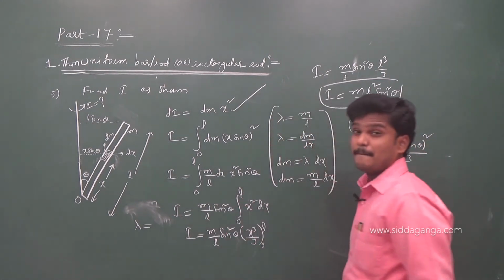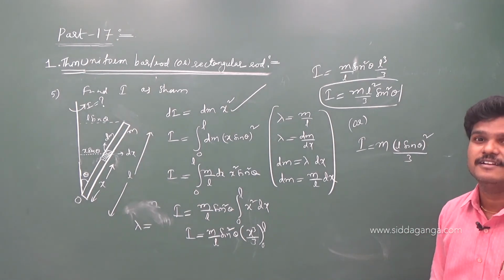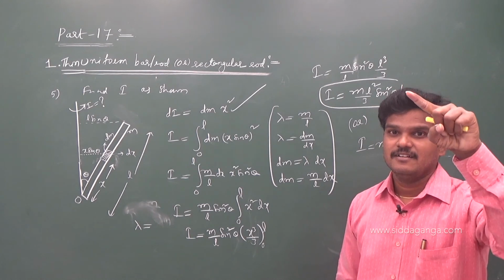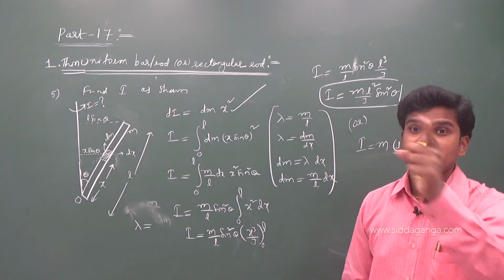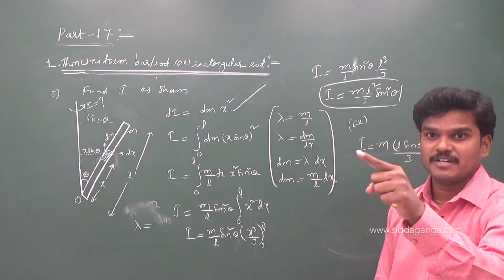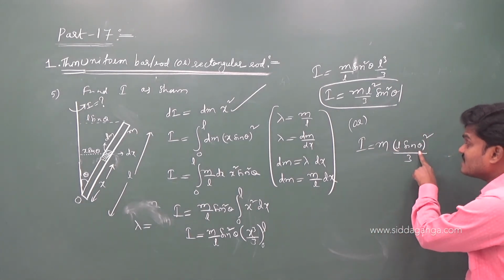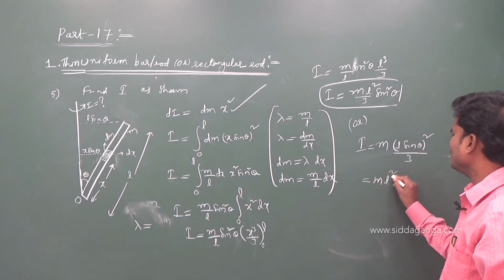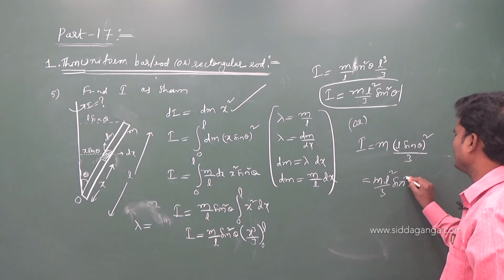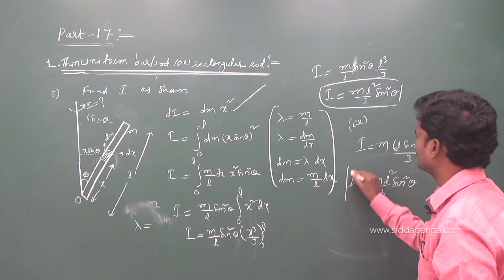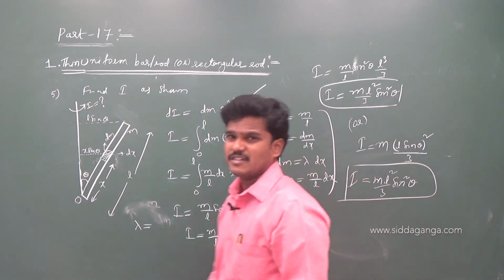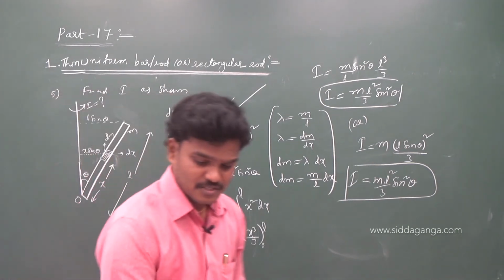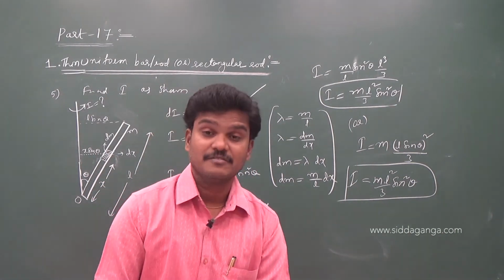So M times L sin theta whole square by 3. Why by 3? Why have I taken by 3? Moment of inertia of the rod at one end is ml square by 3, the previous one. Here L is nothing but L sin theta. Then what is the answer? M L square by 3 sin square theta. Direct. This is the JEE answer. If theta is given as 30, 40, 60, whatever the numbers, you substitute it. See, slowly we are entering into moment of inertia.